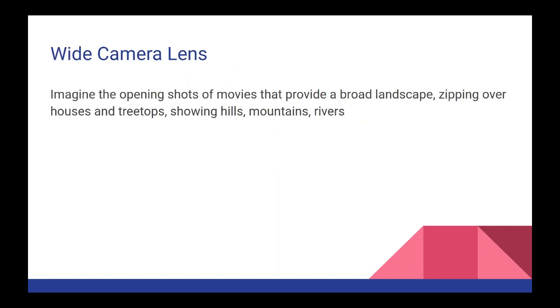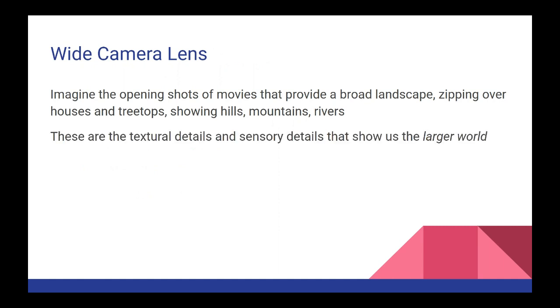Okay, so these are exactly what they sound like. And when you think about the things that you see in movies, imagine the opening shots of films, maybe even TV shows, that provide a broad landscape, where we move over houses, treetops, businesses, parks. We get to see the hills, mountains, and rivers that make up a place, the lakes, the ocean. So we get this larger sense of the bigger world that we're in. And these are the things that show us that larger world in which a story is taking place.